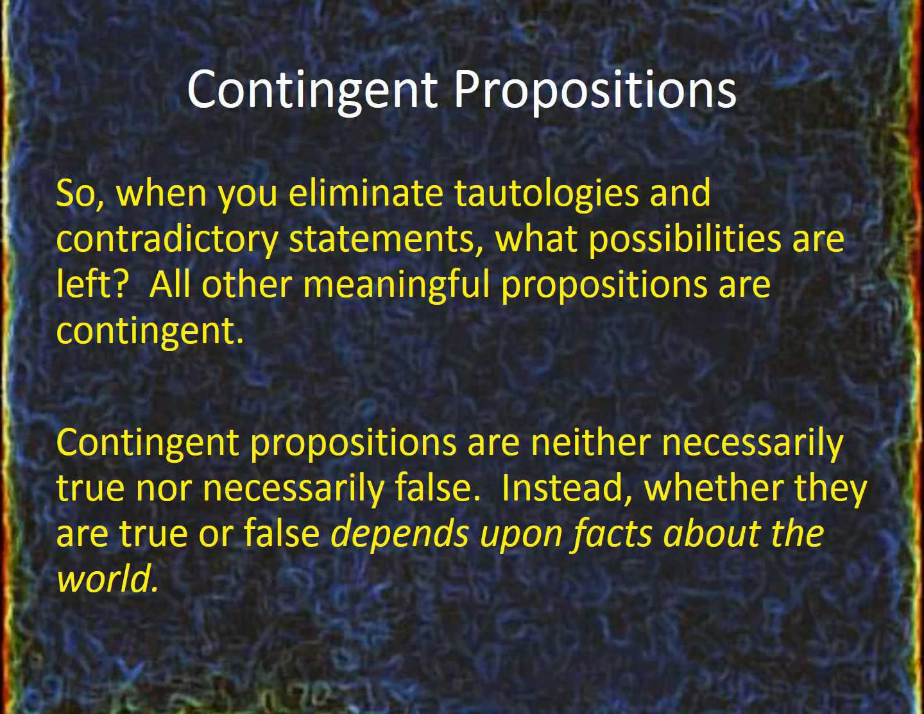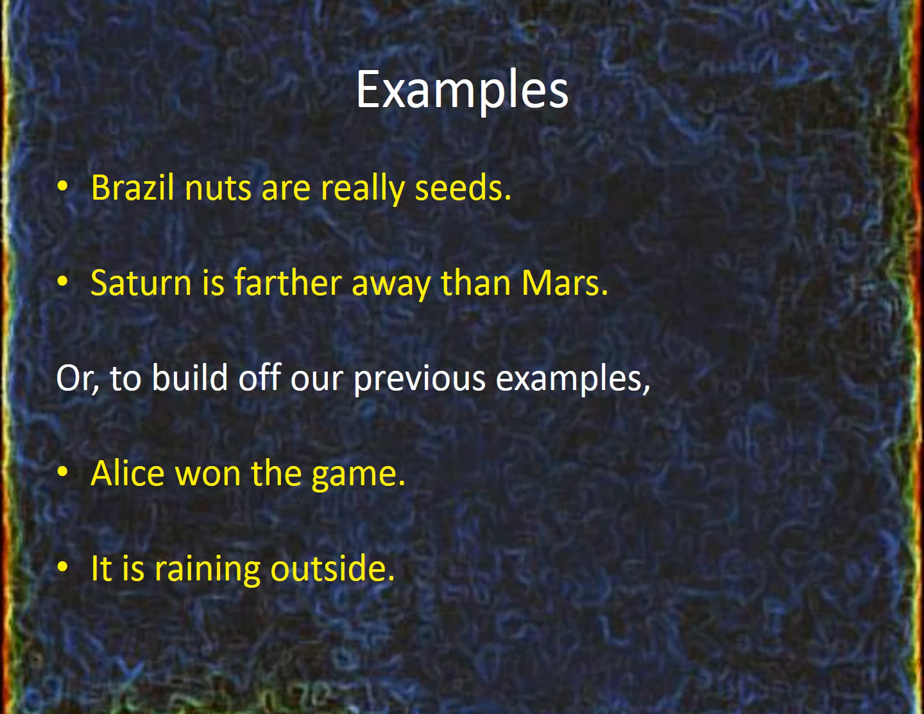Instead, whether or not they are true or false depends upon some facts about the world. And these are the vast majority of propositions. Here are some examples. Brazil nuts are really seeds. Saturn is further away than Mars. Alice won the game. It is raining outside. Anything that really requires observation or measurement of some kind to verify is going to be a contingent proposition. Contingent propositions require the cooperation of the universe to be true.